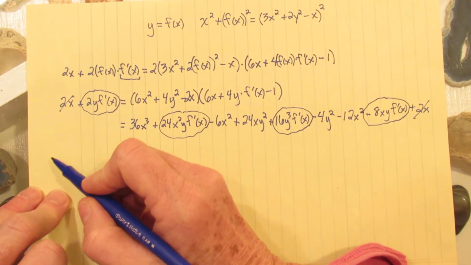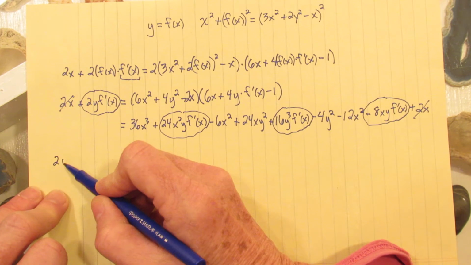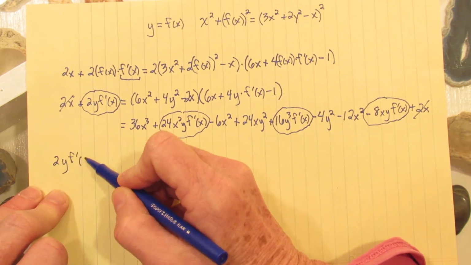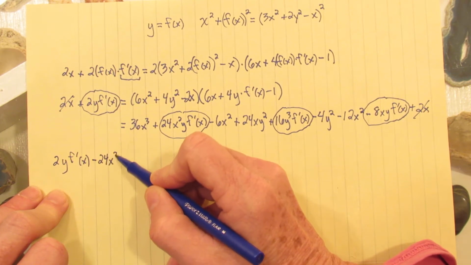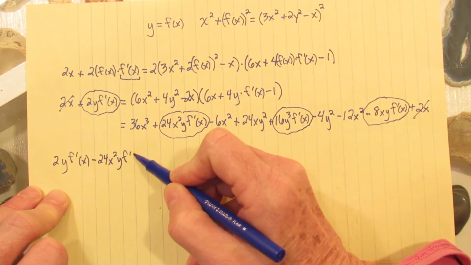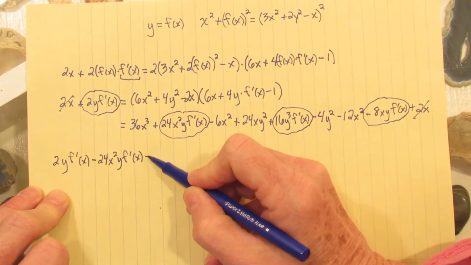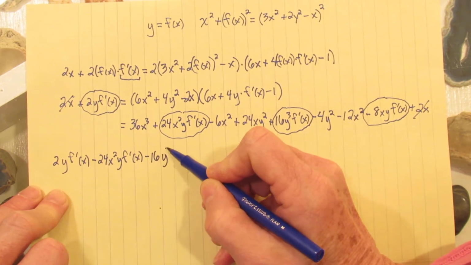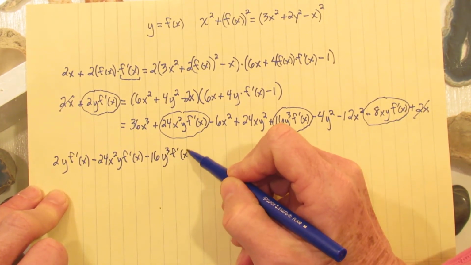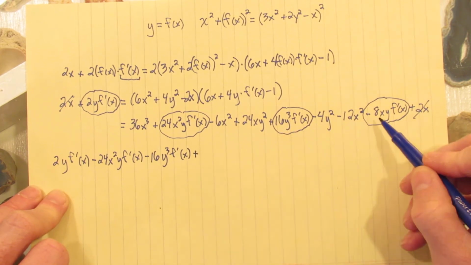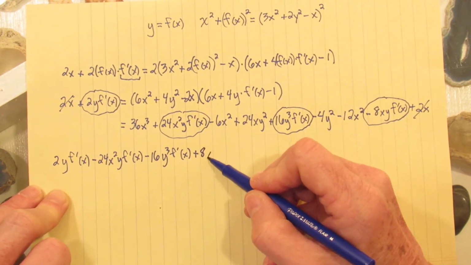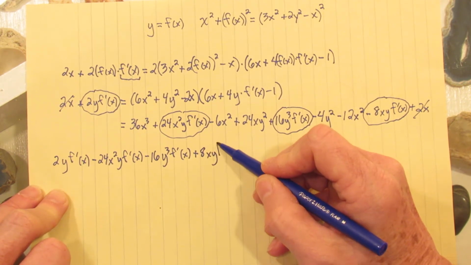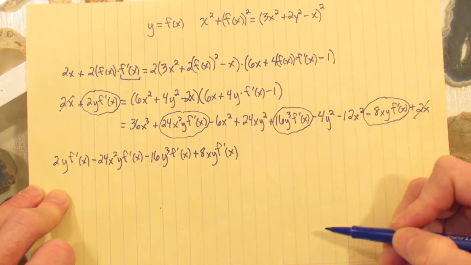All right, so we already have 2y f prime of x. And then I'm going to move the 24x squared y f prime of x. And then I'm going to move the 16y cubed f prime of x. And then I'm going to move the negative 8xy, careful because you're adding to get rid of it. So on this side it'll show up as an addition. And that's all of them.